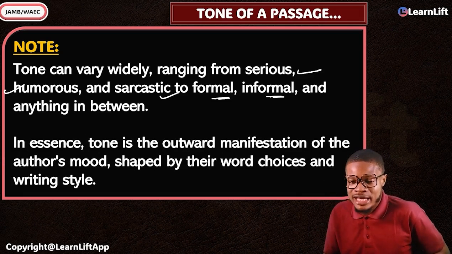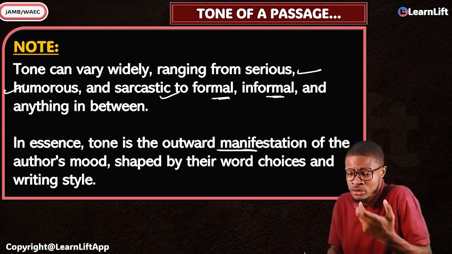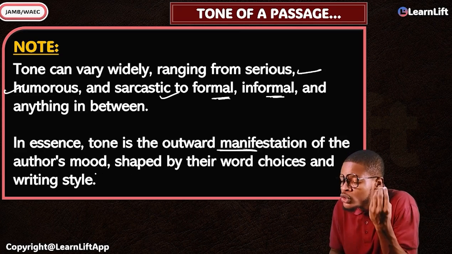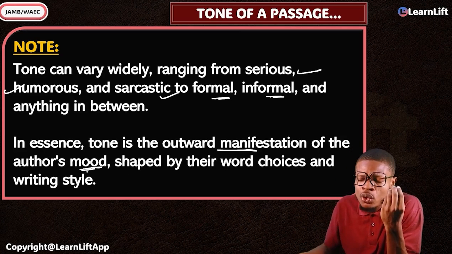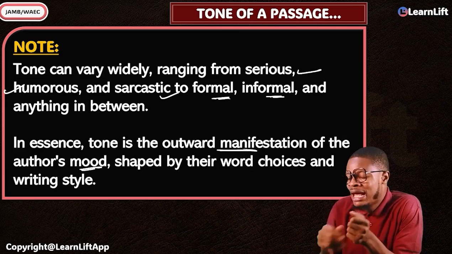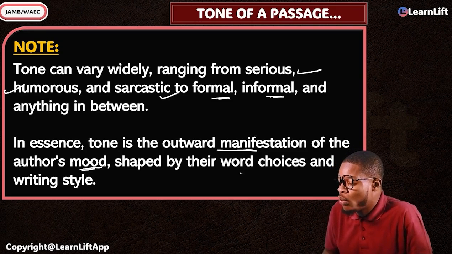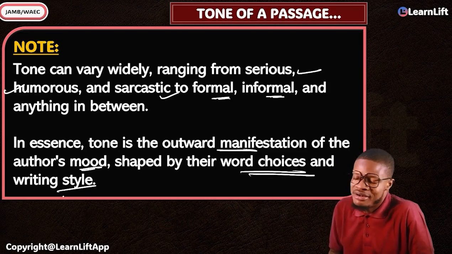And don't forget that in essence, tone is the outward manifestation of the author's mood. So the outward manifestation of the author's mood, what is it called? It's called tone. That tone shapes their word choices and their writing style.